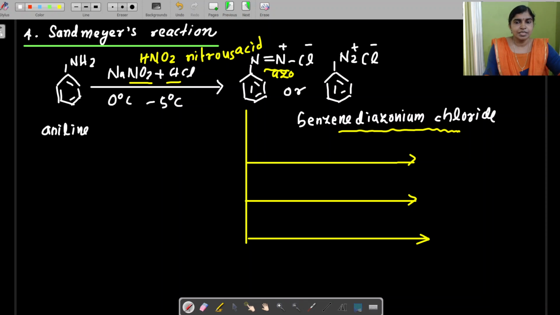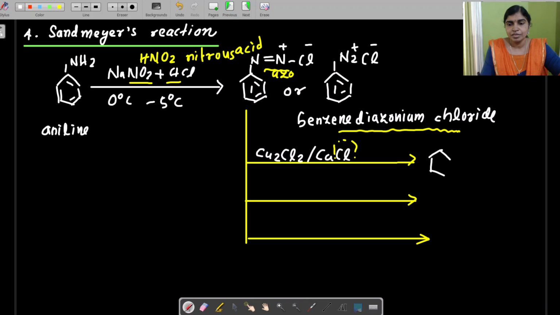See the reactions. When this benzene diazonium chloride reacts with cuprous chloride, that is Cu2Cl2 or CuCl, you can write this as Cu2Cl2 or CuCl, that is cuprous chloride. Here chlorine is substituted in the benzene ring by replacing the diazonium chloride group. So that becomes the structure here.